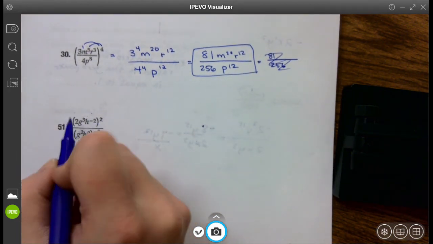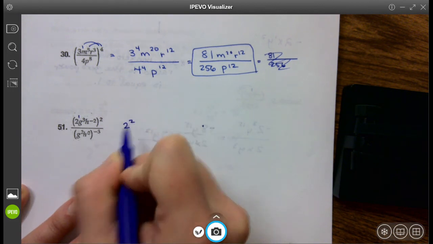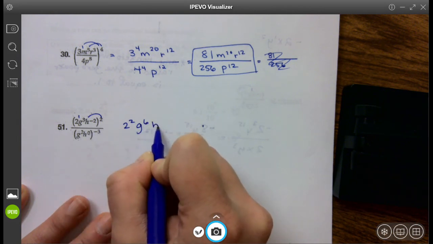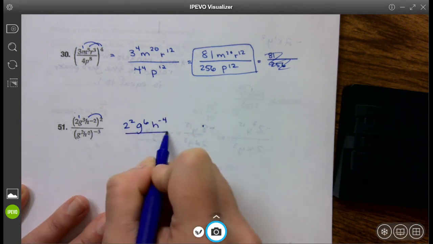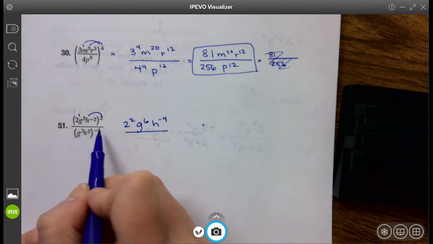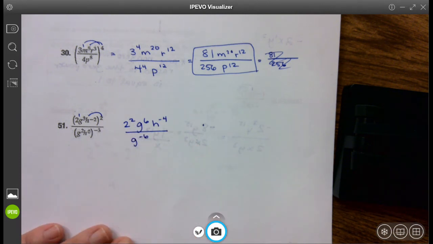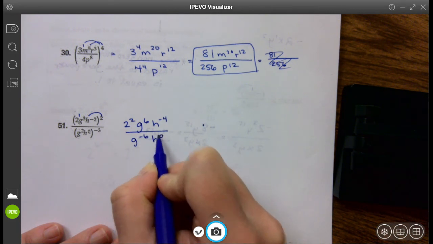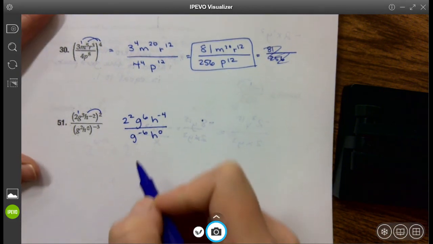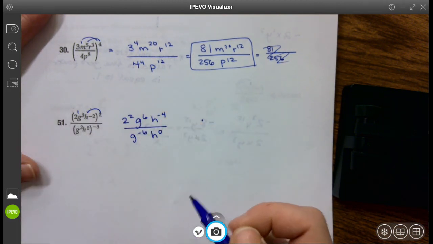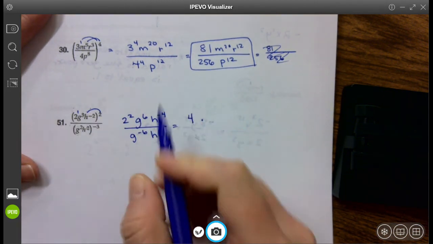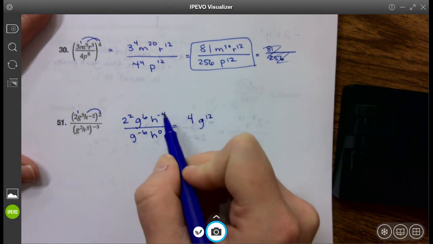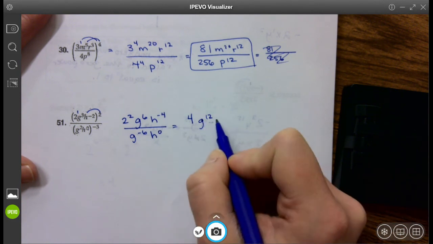All right, the last one. Okay, we're going to bring a 2 in, so it's 2 squared. I'm going to bring this 2 in, so it's g to the 6th, h to the negative 4. G to the 2nd to the negative 3rd, 0 times negative 3, which is just 0. All right, there's 2 different ways we can do this. We can just straight up use subtraction like we've always done and say, okay, well, this is a 4. 6 minus 6 is 12. Negative 4 minus 0 is just negative 4.